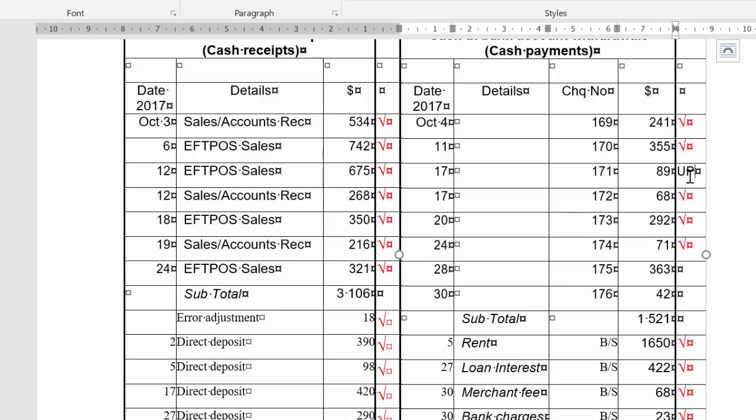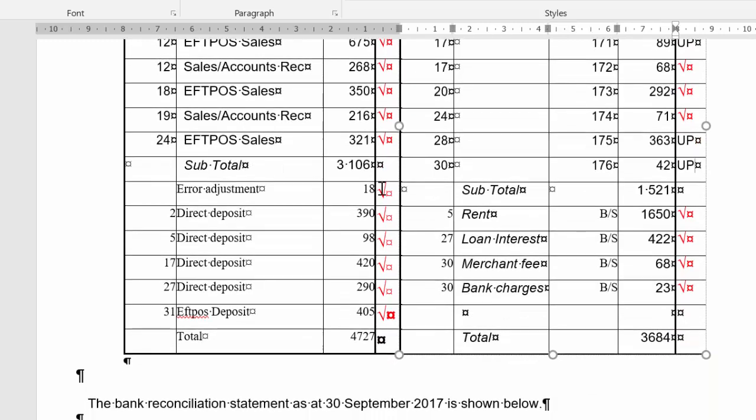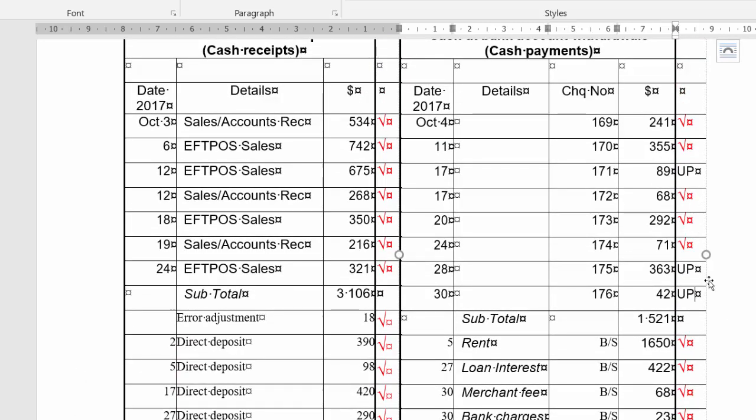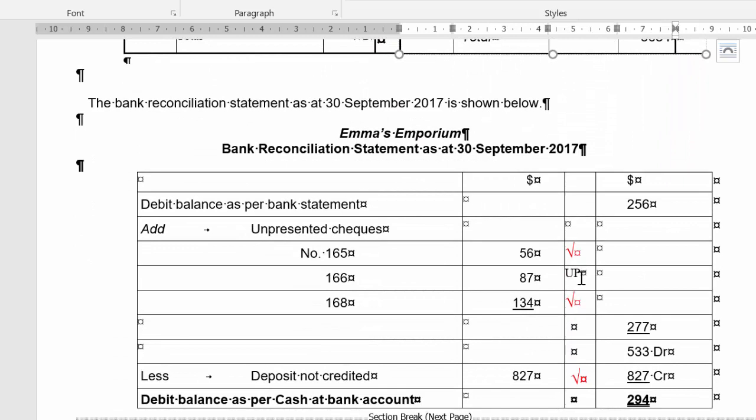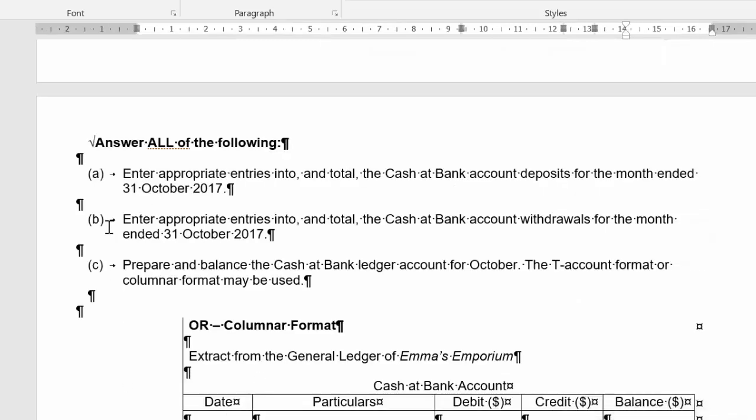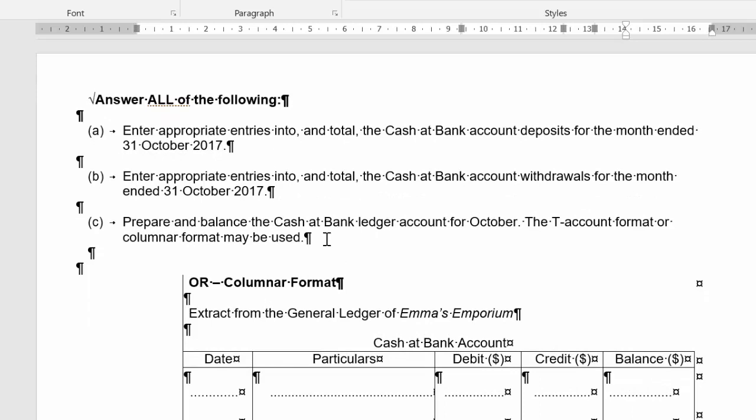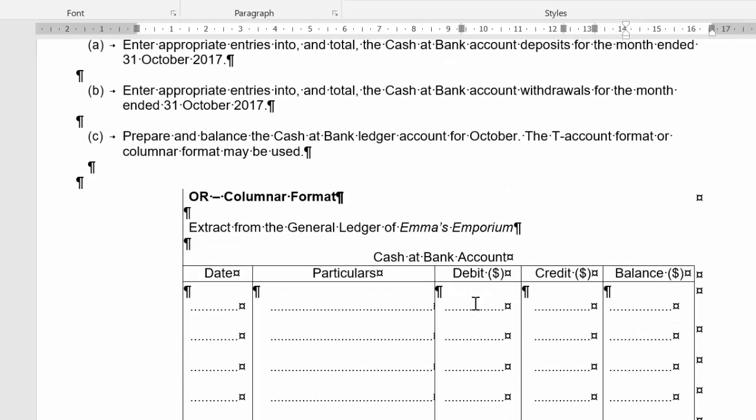So I'm going to put UP for unpresented checks, and that will give me the clue to include them in my bank reconciliation statement. I've got no deposits not credited. I've got these three plus that other one from the last period to include in my new reconciliation statement. So what I've done in A and B is adjust the amounts to the cash payments and cash receipts journal. Now I'm ready to do the cash at bank ledger for the month of October.